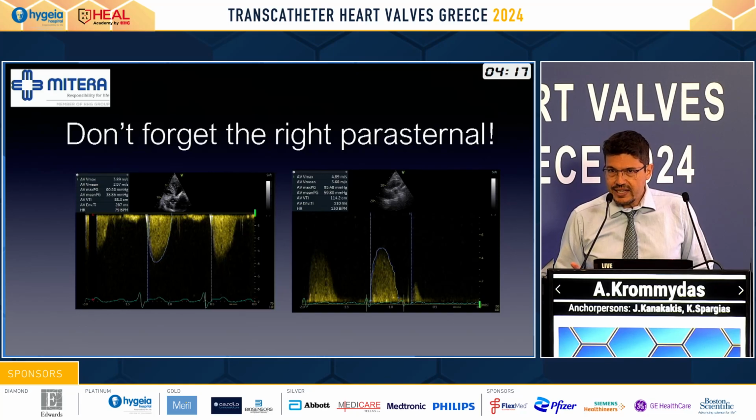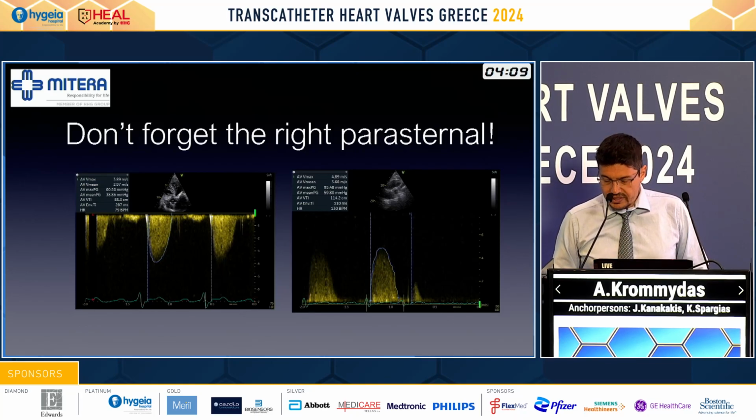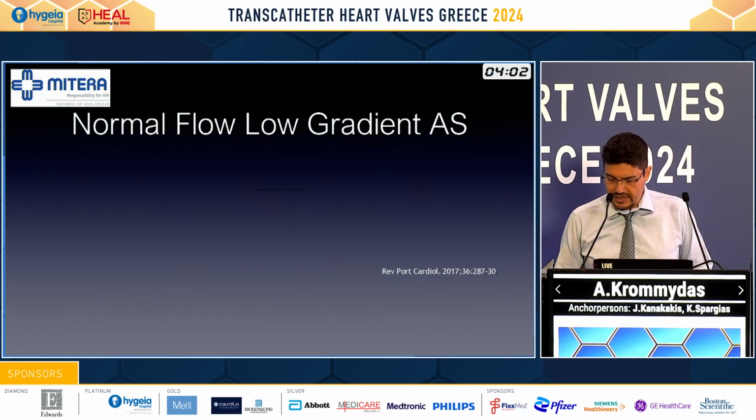So on the left-hand side, we have 3.9 meters per second with a 5-chamber view, but if we turn the patient on the right, we get 4.9. So this is not a paradoxical low flow. It was a severe aortic stenosis. We just had to take a better alignment of the velocities.